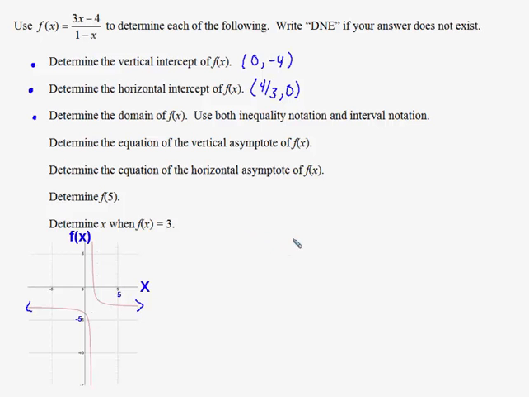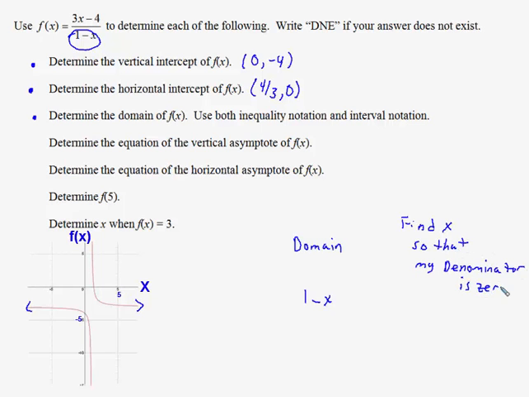So to find the domain, what I'm going to do is write my denominator here, 1 minus x, and I want to find the x values so that my denominator is equal to 0. So if you want, I'm finding x so that my denominator is 0.